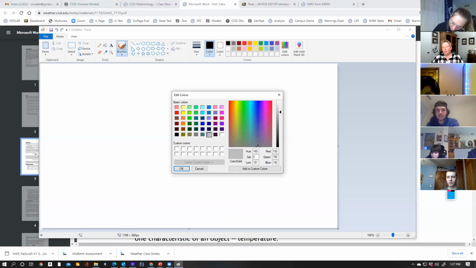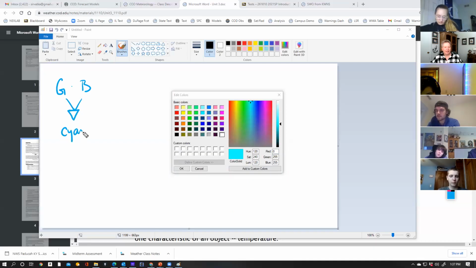Now the question is, what if I have equal amounts of green and blue? Put those two together. What do I get? So I'll start with this. I'll go to green and blue, and then I'll take red, and I'll make red 0. And what do I get? Anybody know what color this is? Cyan. This is called cyan.